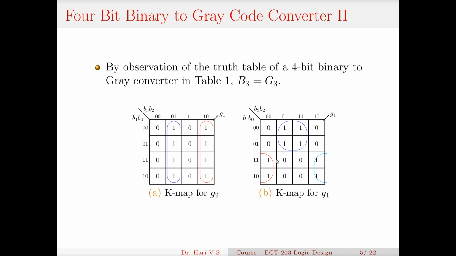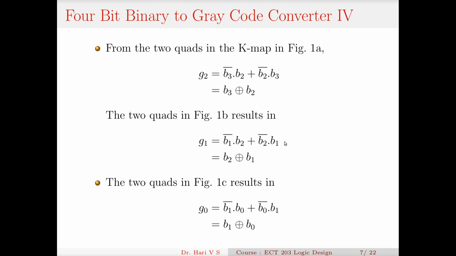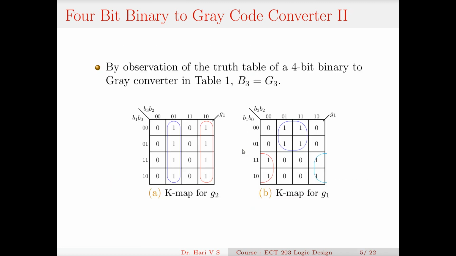And what about this quad, which appears this way and this way? This is another quad. Here B1 is not changing, and B2 bar is not changing, so it is B1 B2 bar. So when I combine these two terms, it is B1 bar B2 or B2 bar B1, which is B2 XOR B1.